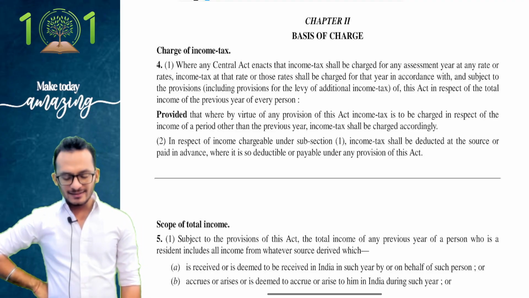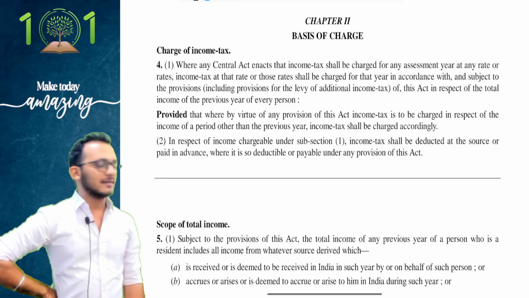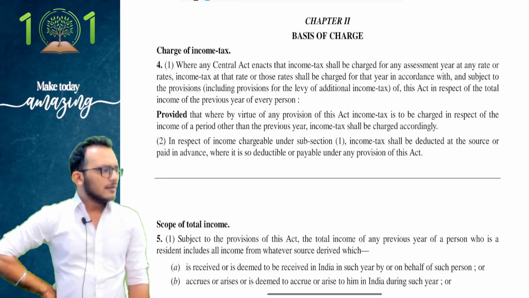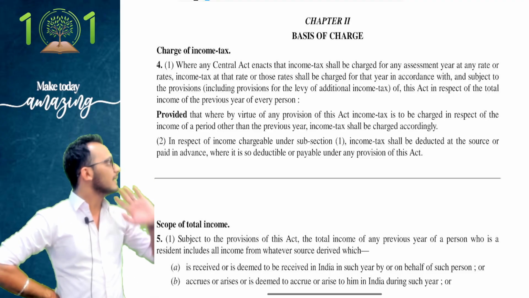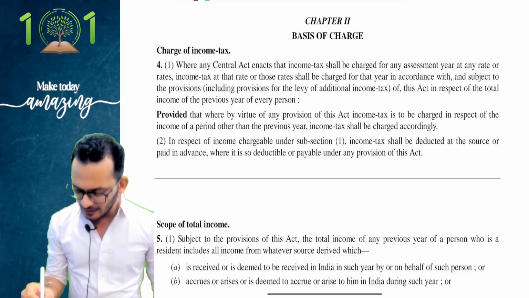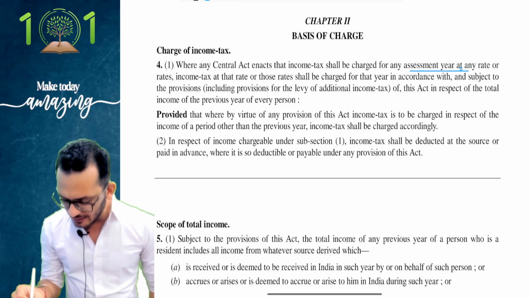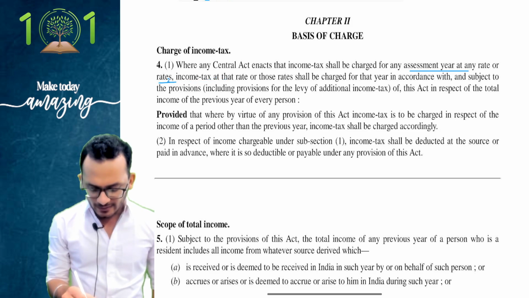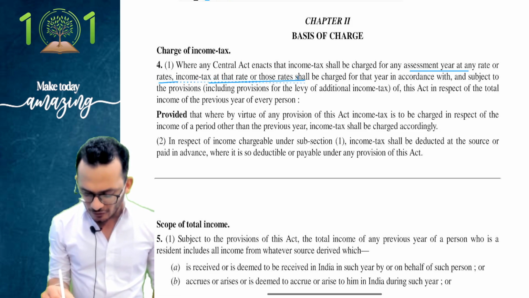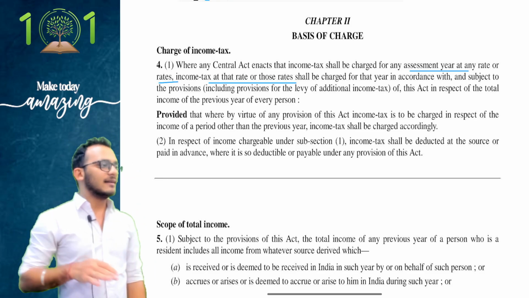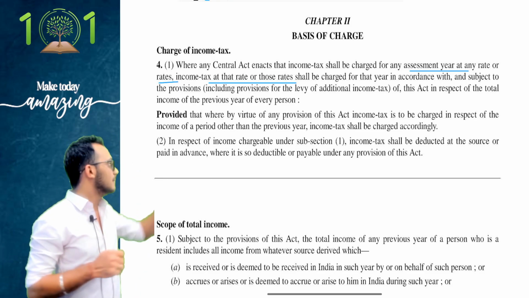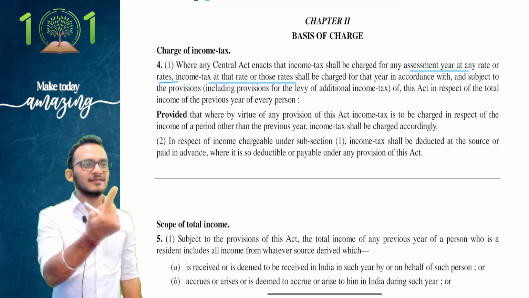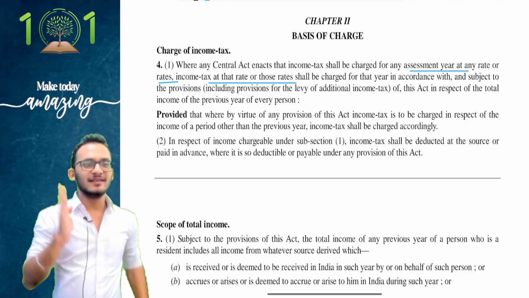It says, where any central act enacts that income tax. Central act basically means union list. So they're saying when the union list is enacting the income tax act, income tax shall be charged for any assessment year at any rate or rates, income tax at that rate or those rates. Basically, when a central act is created, it'll give you the rate. You have to charge income tax at that rate. You could have written it as one line itself. Unnecessary time pass.